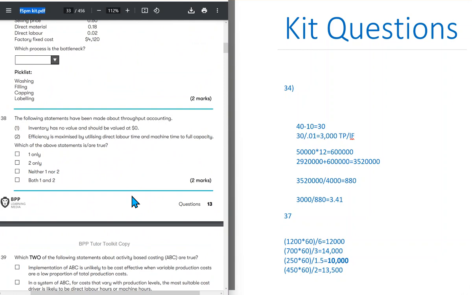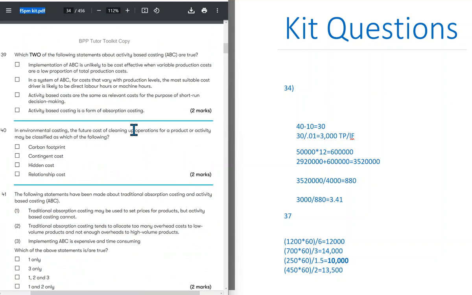Next, the following statements have been made about throughput accounting. Inventory has no value and should be valued at 0. Efficiency is maximized by utilizing direct labor time and machine time to full capacity. Remember, we shouldn't be working at full capacity. For the processes that are not the bottleneck, it is okay to have idle time there. And material is not valued at 0. Inventory is valued at material cost, not 0. So neither of them is correct.